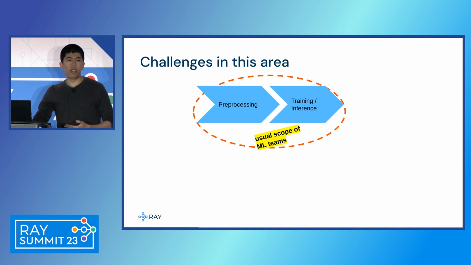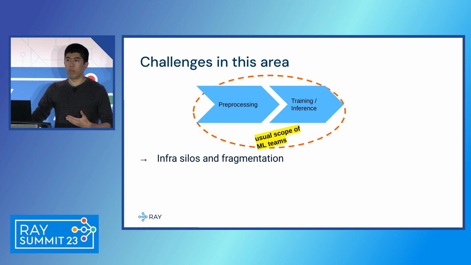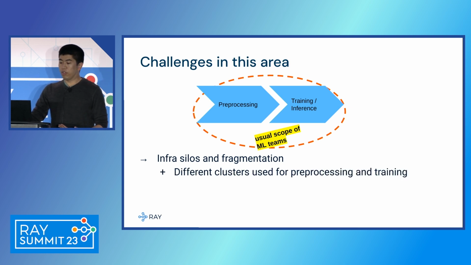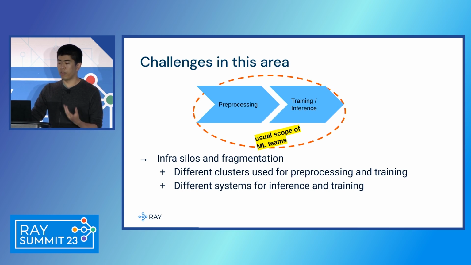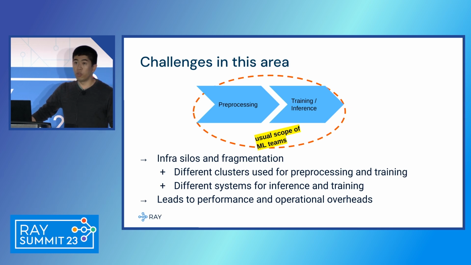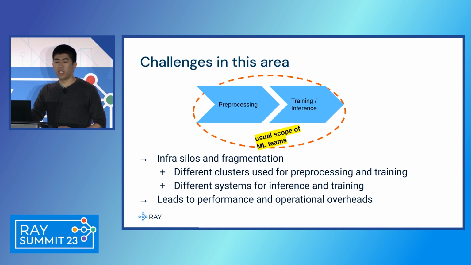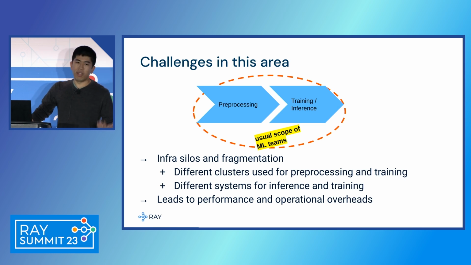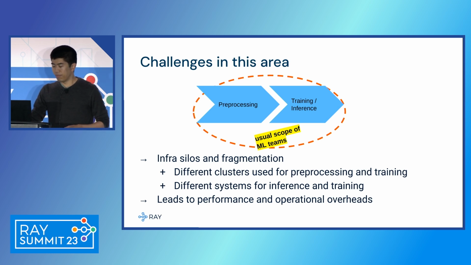In a nutshell, from the Ray perspective, the challenges we see here are infra silos and fragmentation. There are many different systems being used for this, different clusters for preprocessing and training, and different systems for inference versus training. This leads to a lot of overheads. There are performance overheads, moving data between systems and between different clusters, and operational overheads, like the development lifecycle can be much more annoying. You have to work with a lot of different technologies.